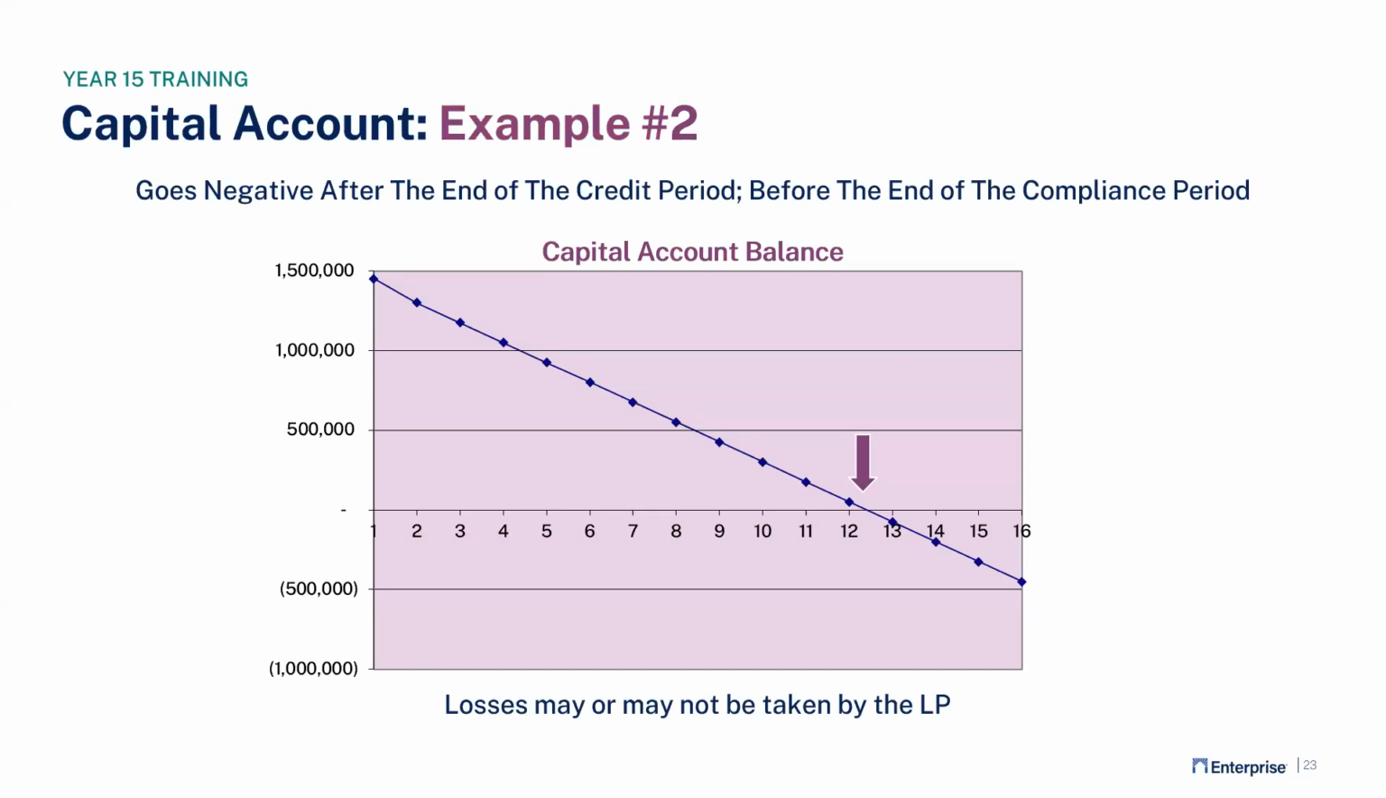This scenario is showing the capital account going negative, but it's after the credit period. In this case, the limited partner may or may not be able to take any additional losses, depending on, as I mentioned before, if there is minimum gain. If minimum gain does exist, then the limited partner will be able to continue to take losses. Well, let me back up a little bit. The investor has received all of their benefit once all the credits have been received. So in this case, the investor has received all of their benefits. The limited partner does not have any more capital, and in that case, cannot take any additional losses.